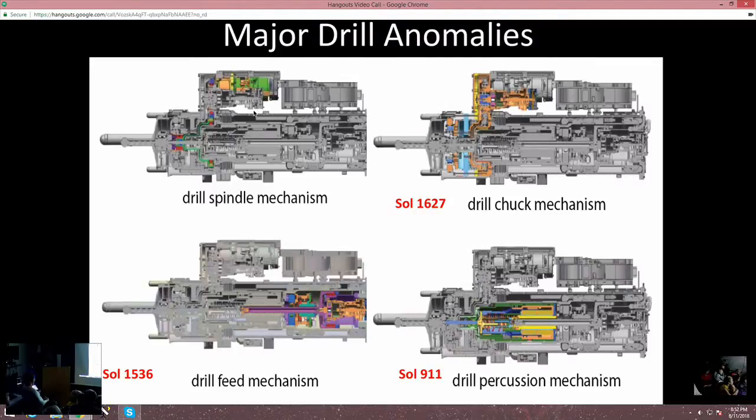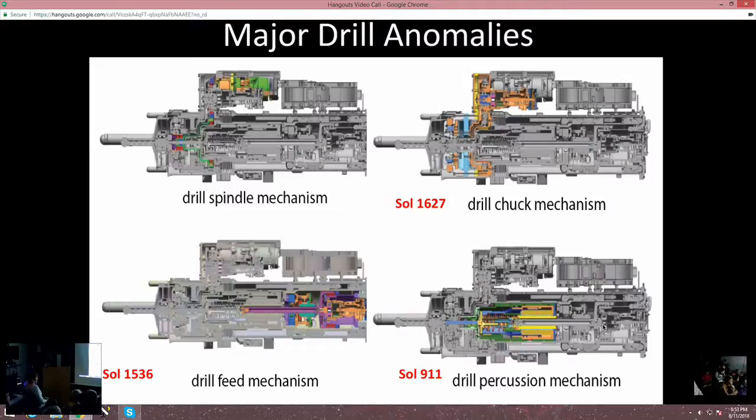The first major problem that we had on the drill was actually with the percussion mechanism. We were getting these electrical shorts that were occurring on and off as we were drilling. And we've developed a few workarounds for that, but they show up occasionally.